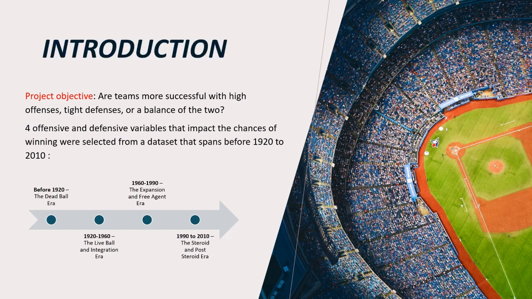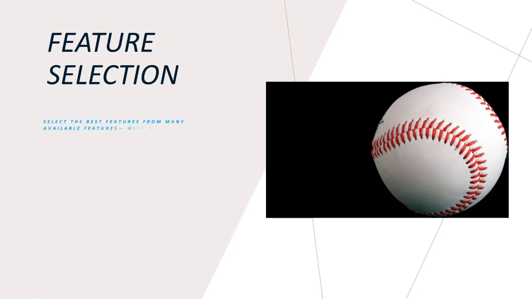Baseball is one of those popular sports that have evolved from what it used to be to what we have today in terms of team performances. There are public records that show increased team performance over time, and this is due to changes in strategies, rules, and techniques that have been incorporated into the game. And so, based off this public record, I and my team members are analyzing a data set that spans from 1920 to 2010 to see if teams are more successful with high offenses, tight defenses, or a balance of the two.